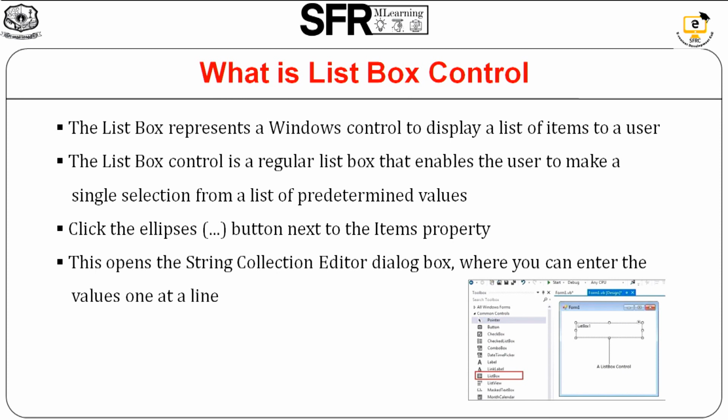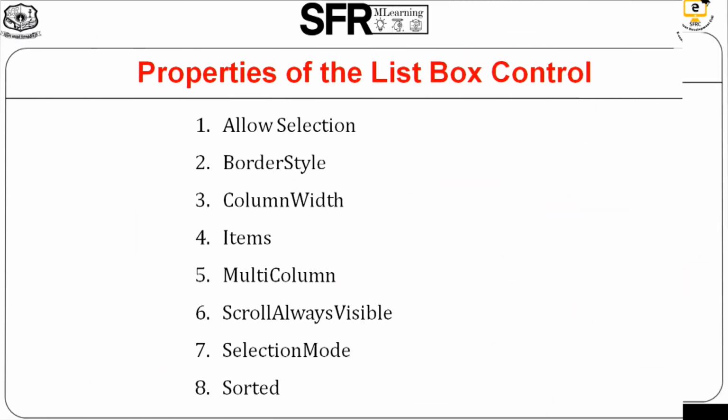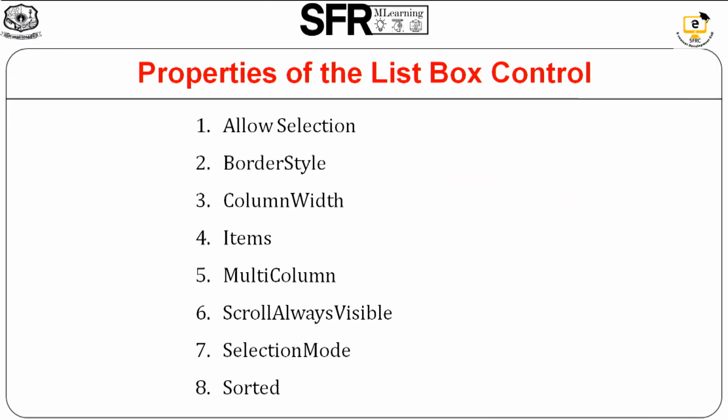In the properties window, the three-dotted button next to the Items property opens the String Collection Editor dialog box. Here we can add the needed values. Then we'll see the properties. The Listbox control has a lot of properties.